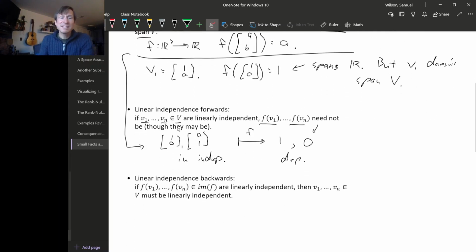All right, so that's linear independence forwards. What about linear independence backwards? If you end up with a linearly independent set, did you start with a linearly independent set? This time the answer is yes.